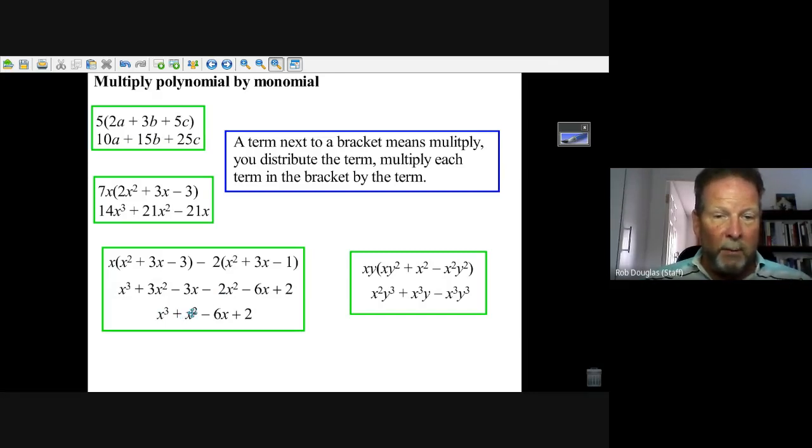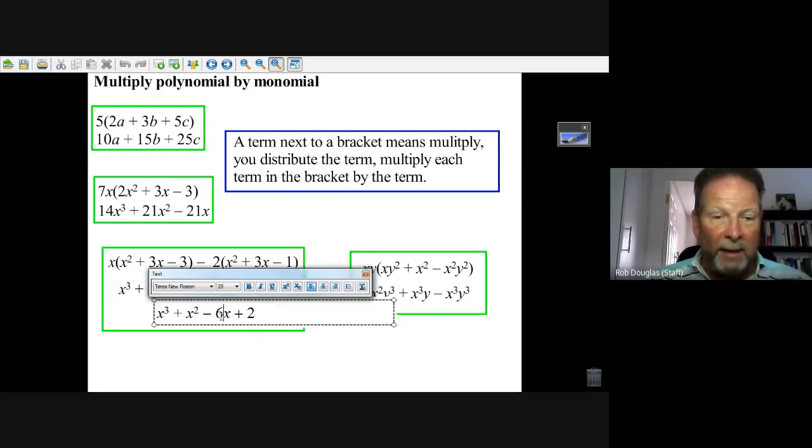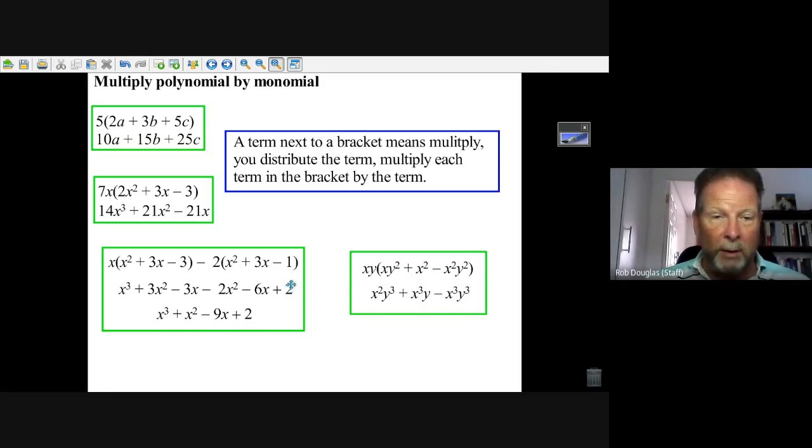Now here's this, I made a bit of a mistake before. It's minus 3x minus 6x. That's going to give us minus 9x. And there's a plus 2 here. No other numbers. So we can combine the two like terms, the x's, minus 3x and minus 6x. And we can go 3x squared minus 2x squared. Those are like terms to give you 1x squared.